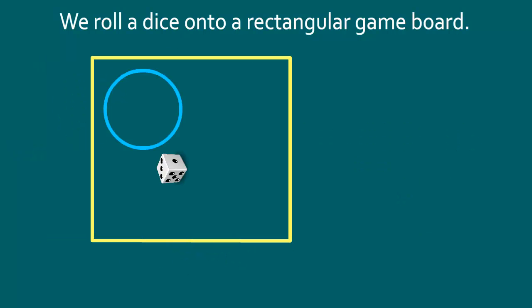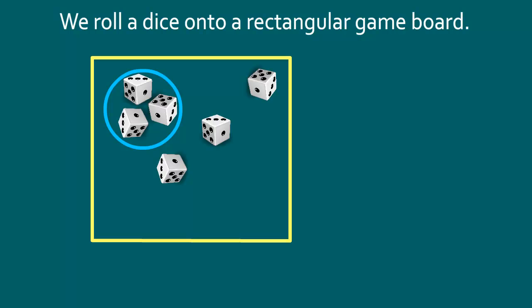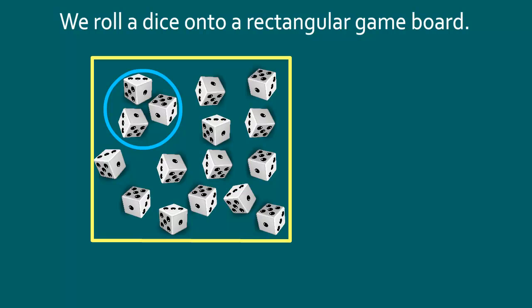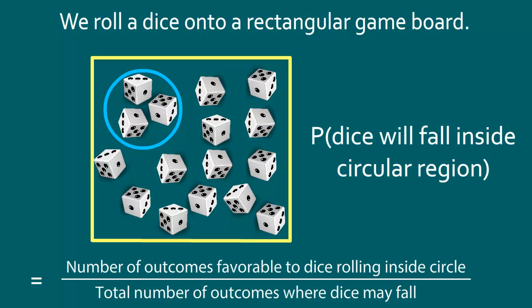When we roll the dice, it can fall here, or here, or here, or here. You get the point. The dice can literally fall anywhere on the game board, including inside the circular region. Now, when we calculate probability, we have seen that the probability of any event is the number of outcomes favorable to the event divided by the total number of outcomes.